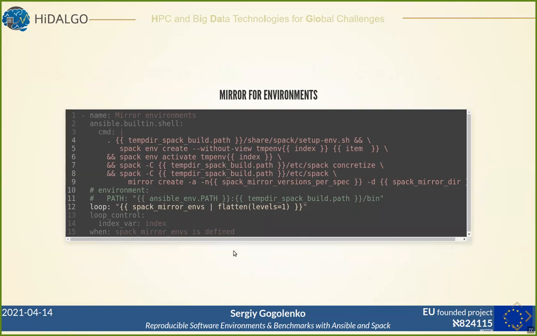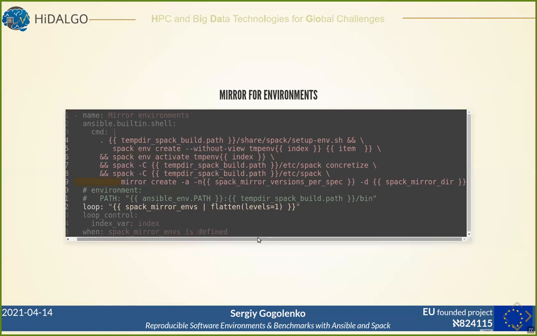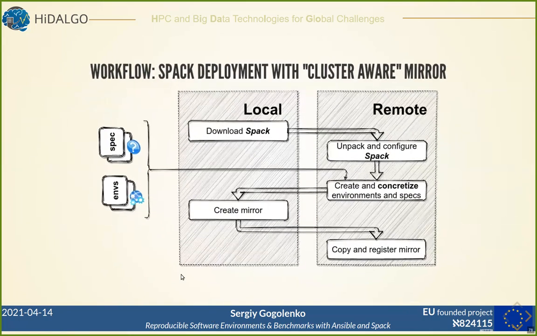So now, when you have this done, you can create a mirror also for the environments. And for creating a mirror of the environments, you have to simply switch to the concrete environment, concretize it, and then run mirror create, but without the parameter which defines the list of specs for which you want to create the mirror. And if you have several environments, you can loop over them in Ansible.